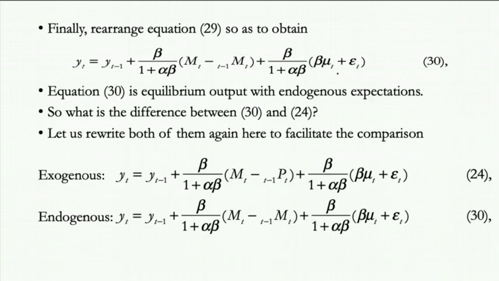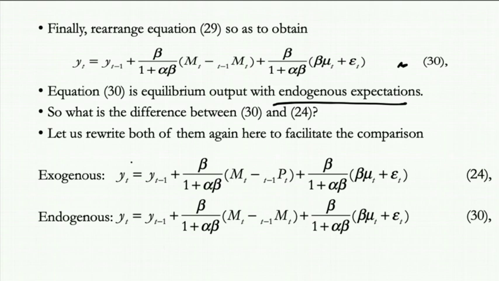Finally, you rearrange equation 29 that you obtained just now, so that you can get 30 here. So 30 here is the equilibrium output with endogenous expectation. Why we call it endogenous expectation, later you'll see more.